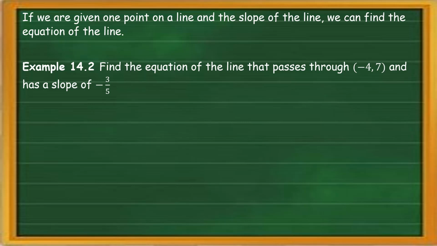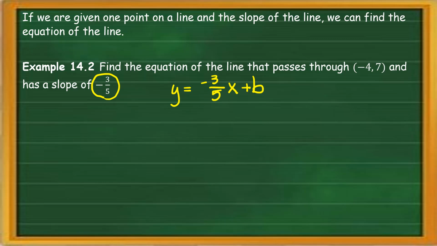This example is similar, except now they give you the slope and a point. So this one's actually a little bit easier than the one before because you already know what the slope is. You don't have to find it. So they give you that the slope is -3/5 and the line passes through the point -4, 7. So you know that your equation is going to be y equals -3/5 x plus b. You know m, that's the slope, so you can put that right there next to the x.